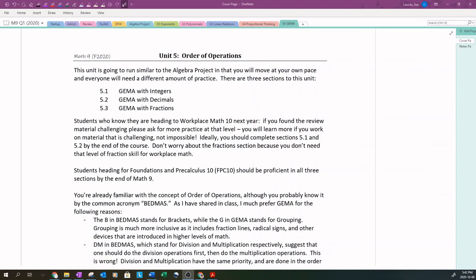Hello, grade nines. We are going to talk about order of operations today, and I'm going to do some examples for you. What we are doing in Math 9 is order of operations, which I know you've been doing for a while, but we are going to do them with integers and decimals and fractions. And I suspect that some of you will find it harder with integers and decimals and then even harder with fractions. But that's what we're learning in grade 9.